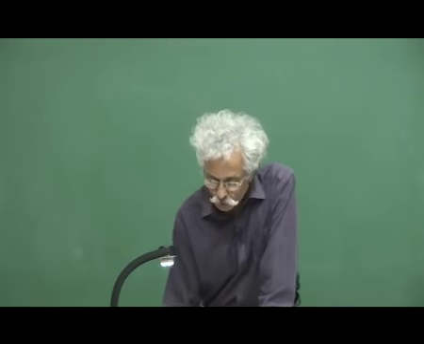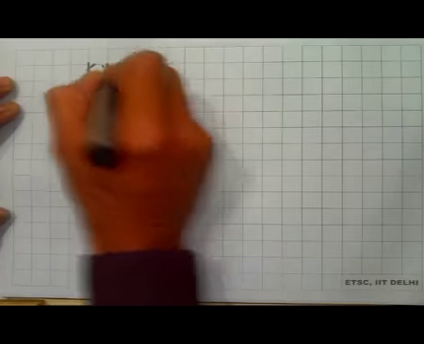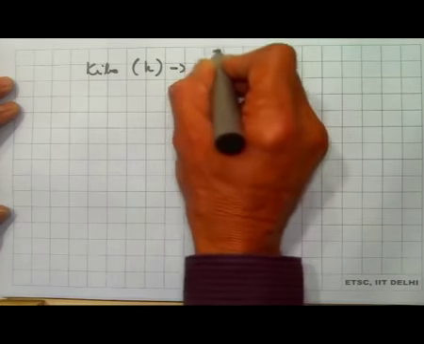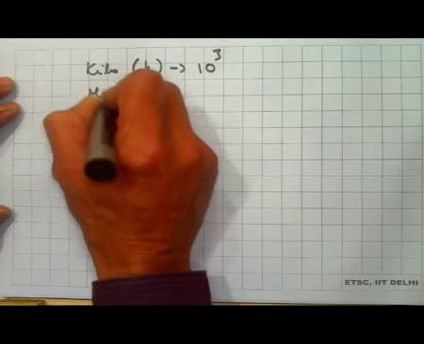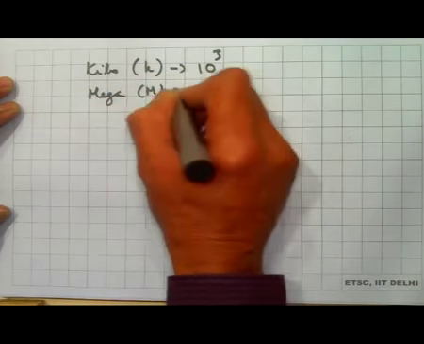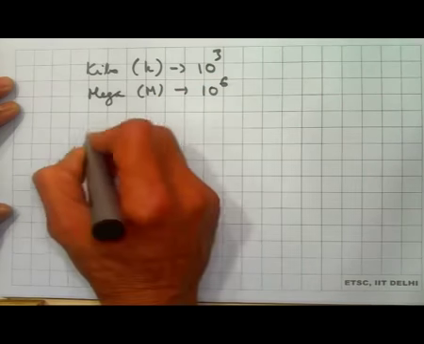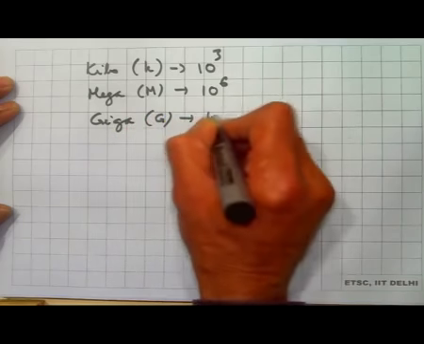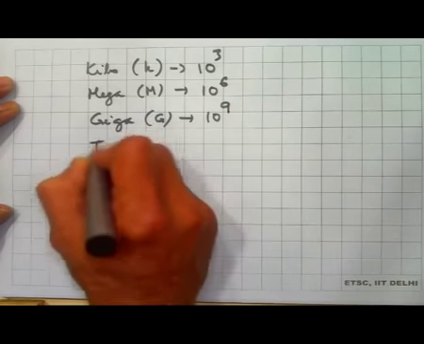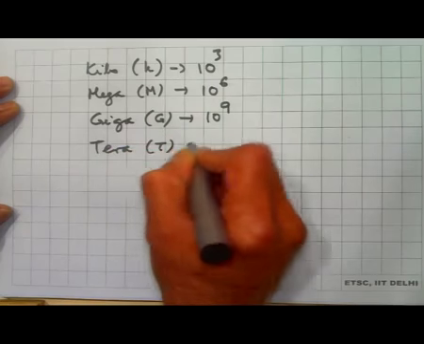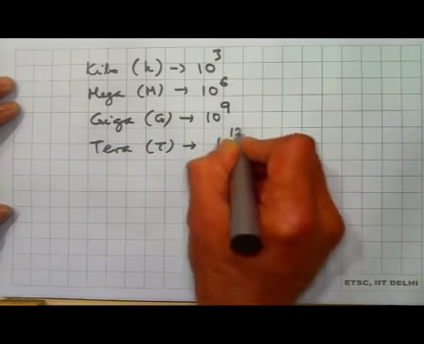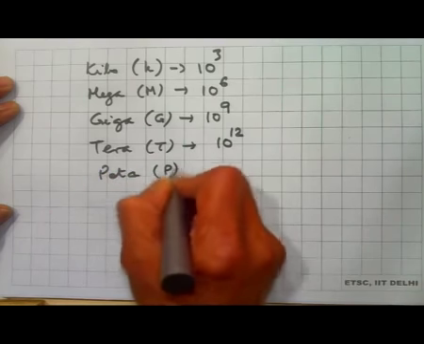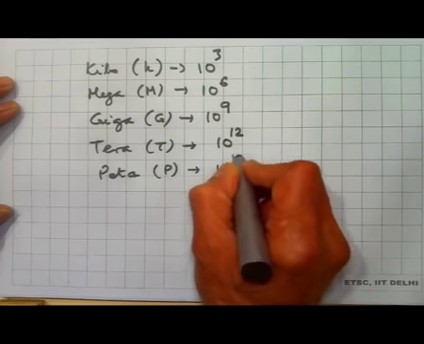On the other side, we also have kilo, which is k, 10 to the power 3. Then you have mega, which is capital M, 10 to the power 6. Then you have giga, g, which is 10 to the power 9. Then you have tera, capital T, which is 10 to the power 12. Then you have peta, which is 10 to the power 15.